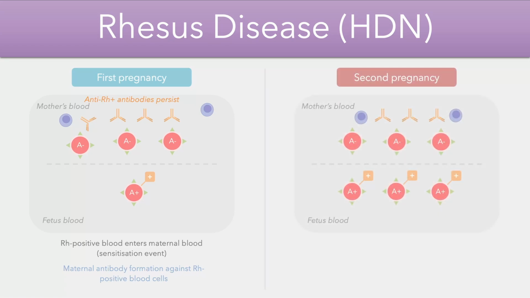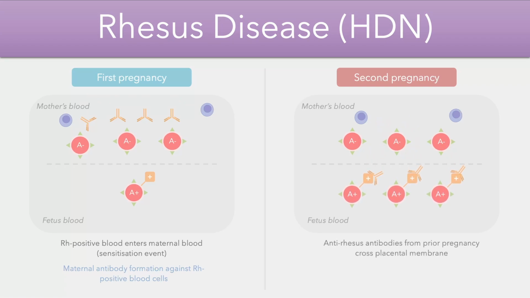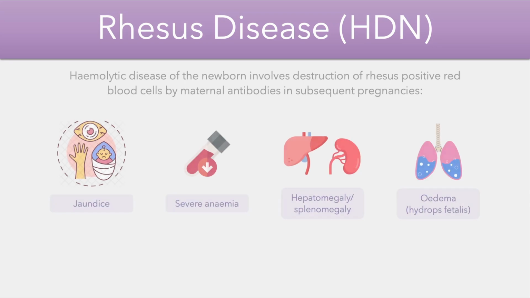complications in subsequent pregnancies. So again, we have a situation, this time the second pregnancy, where the mother is rhesus negative and the fetus is rhesus positive. The antibodies formed from the previous pregnancy can now cross over the placenta and attack the fetal red blood cells, and this can result in agglutination and subsequent hemolysis. This entire process is termed hemolytic disease of the newborn.